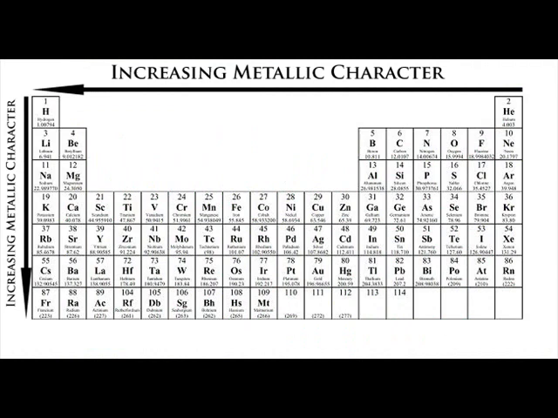Alright, then the next one we're going to talk about is metallic character, and this is just how well the atoms display metallic properties. And going from the top down, metallic character increases, so that the ones on the bottom act more like metals than the ones on the top. And going from left to the right, metallic character decreases, meaning that the ones on the left display more metallic properties than the ones on the right.